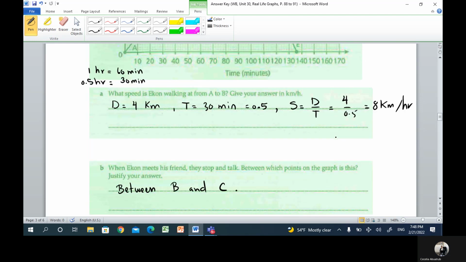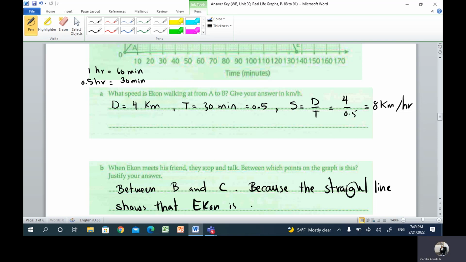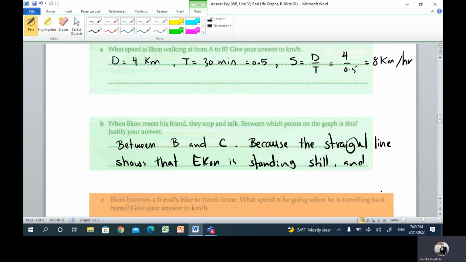Because the straight line shows that Econ is standing still, and that he's not moving away or closer to home.